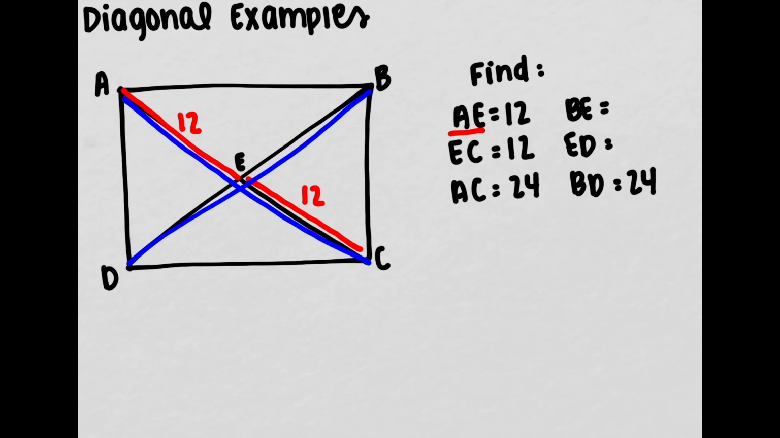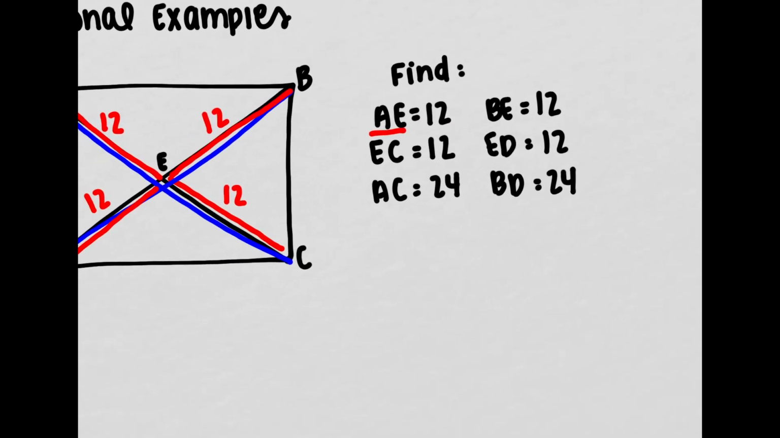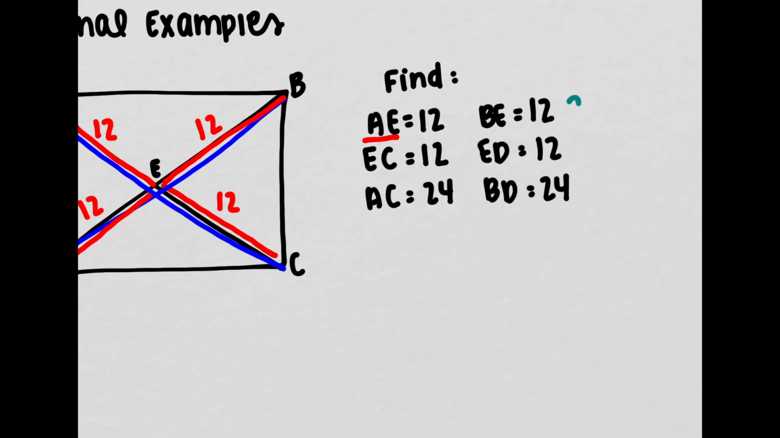Now, if the whole is 24, it's just like the other diagonal where it's bisected. I have two parts that are 12. So BE, which is from B to E, that one is also 12. And then ED, which is from E to D, is also 12. So remember, these two small parts, this BE and ED, that's for my property that diagonals are bisected.